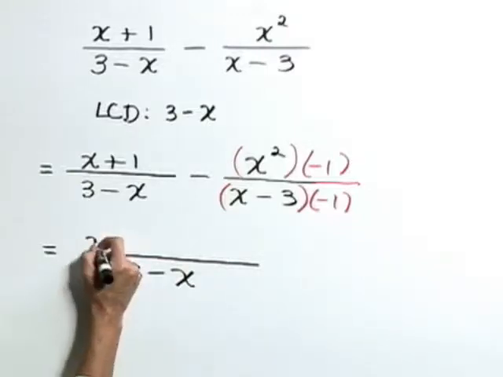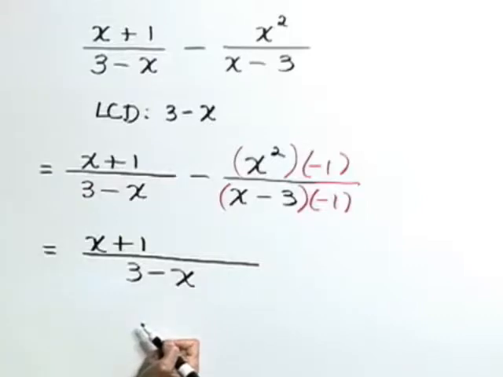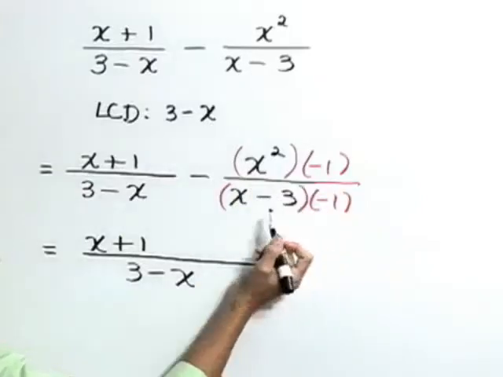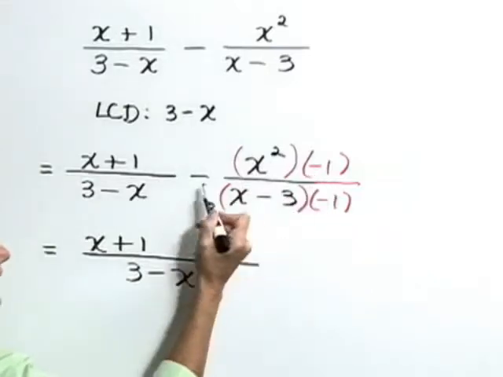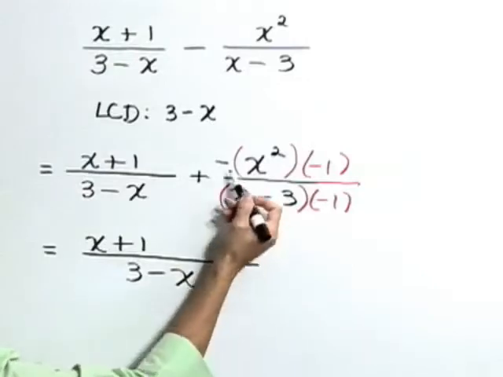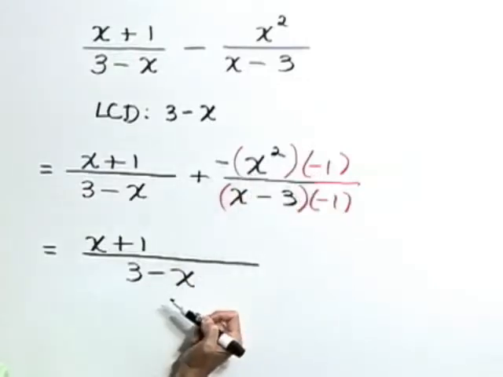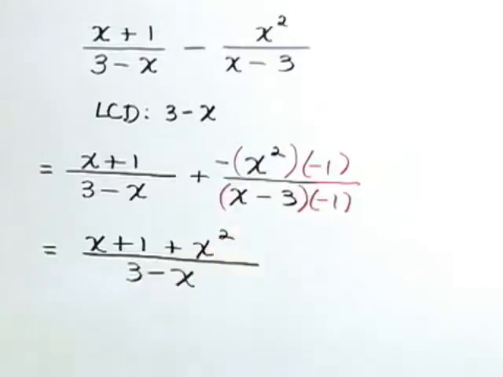Let's focus on the numerators. Up front we've got an x plus 1. Now with our second fraction, we have a minus x squared times a negative 1. We can attach that minus sign to the numerator and think of this as negative x squared times negative 1, which is a positive x squared. We've got a good answer here.